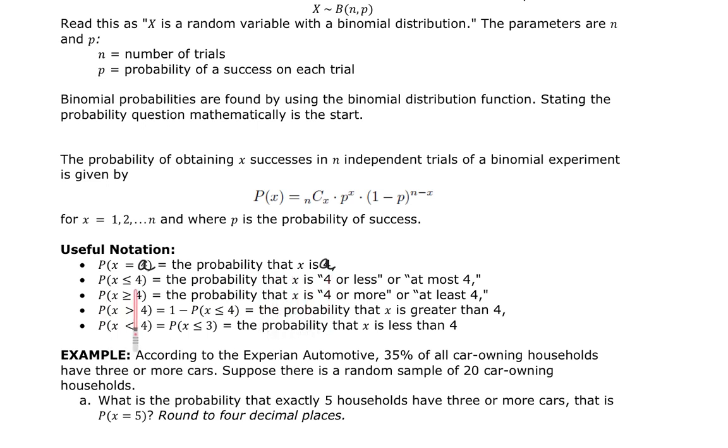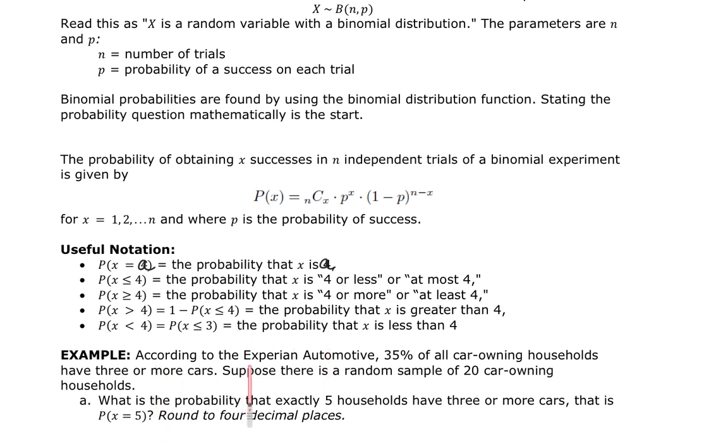That means the probability that X is exactly a. If it has a number, the probability that X is 4 or less, or at most 4, you might see those words. X is greater than or equal to 4, and you see the P out front, is the probability that X is 4 or more, or at least 4. X greater than 4 is 1 minus the probability of X less than or equal to 4. That is the probability that X is greater than 4 but not including 4. And of course when X is strictly less than 4, then it's the probability of 3 or less.